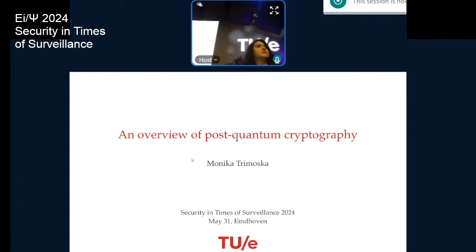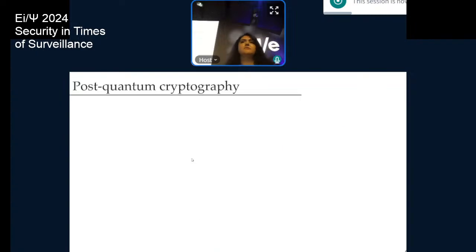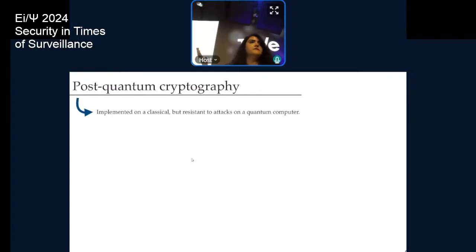So as Andy said, yes, I work in post-quantum. So today I'm going to give you an overview of what this means for me. And let's start with telling you what it is. The definition of post-quantum crypto is crypto that is implemented on a classical computer, but it is resistant to attackers, even attackers that have a large quantum computer.